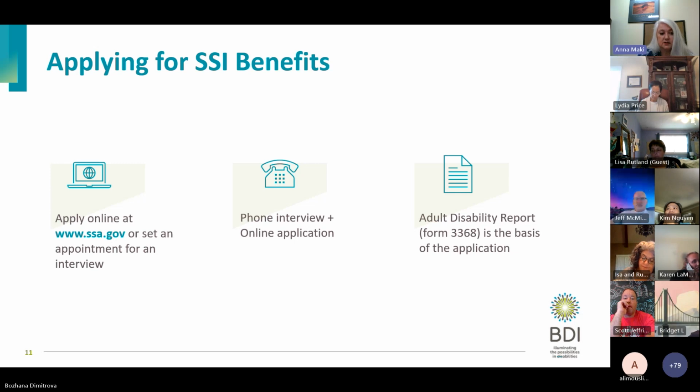So how do you find that online application? You can Google Adult Disability Starter Kit. So if you go into your browser right now and Google Adult Disability Starter Kit, you're going to see a hyperlink for that online application, which is more or less a mirror of this Adult Disability Report Form 3368. Next slide, please.